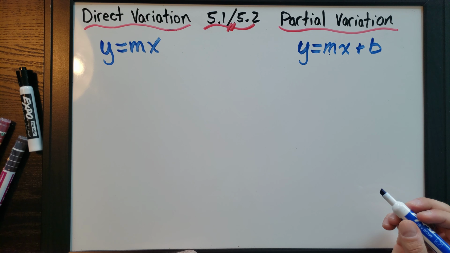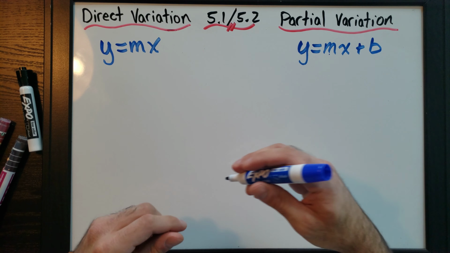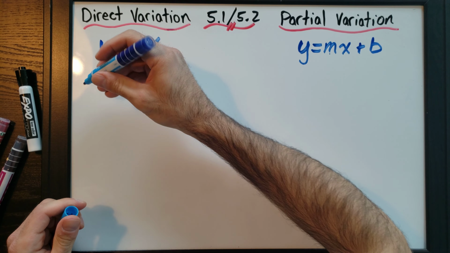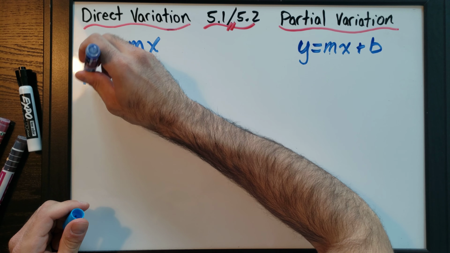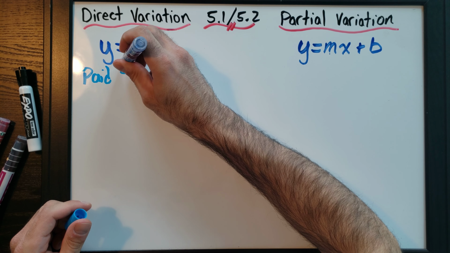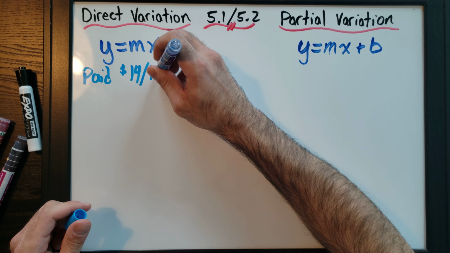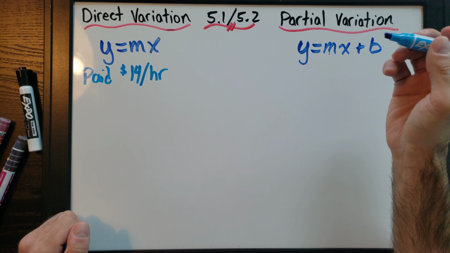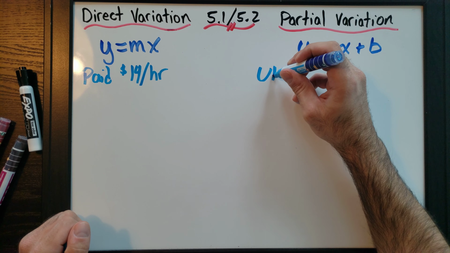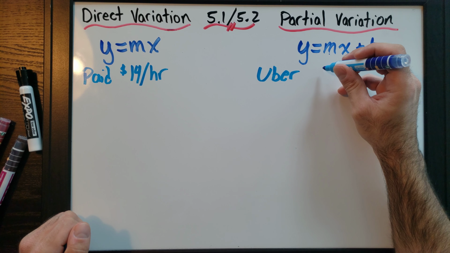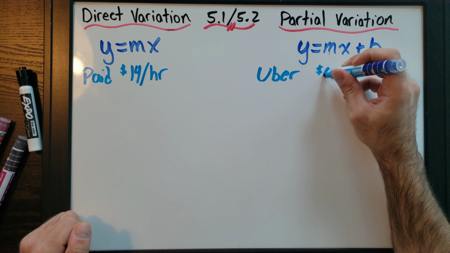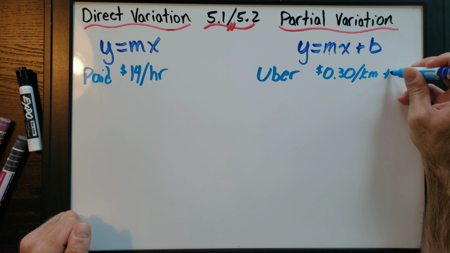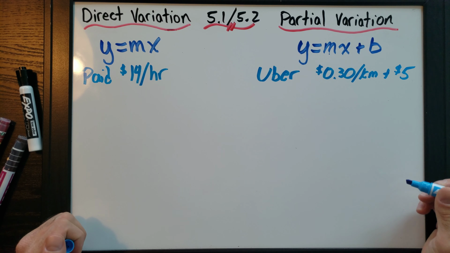Okay, so let's take a look at some examples of direct and partial variation. A good example for direct variation is your rate of pay. So let's say you get paid $14 per hour, right? And partial variation could be like a taxi, or I guess we can say Uber. Maybe it costs 30 cents a kilometer, but you also have to pay $5 to enter the Uber.